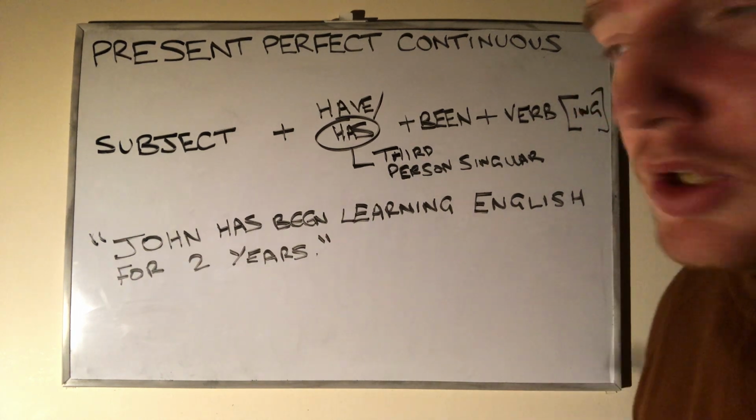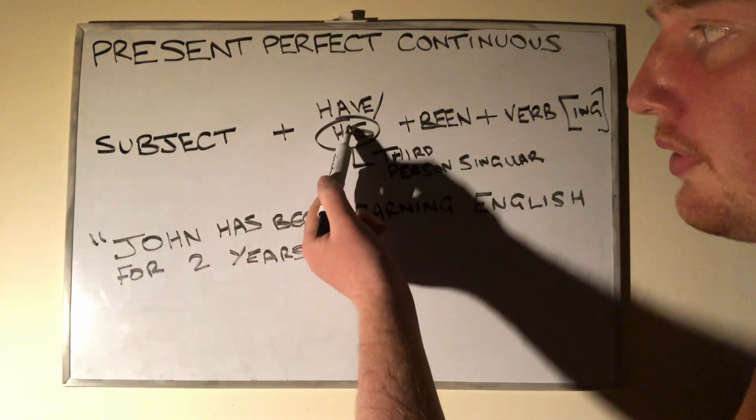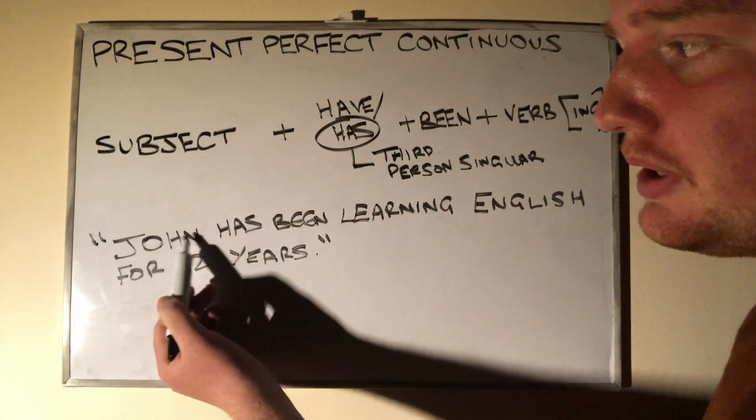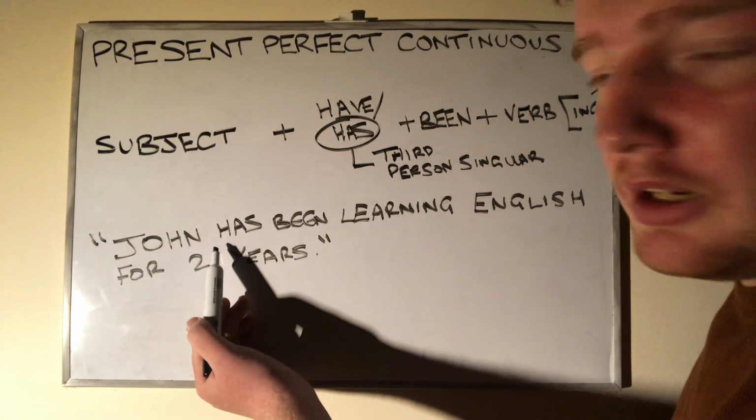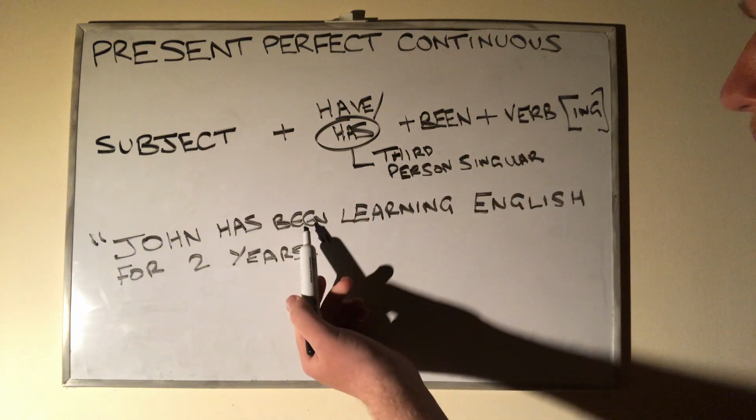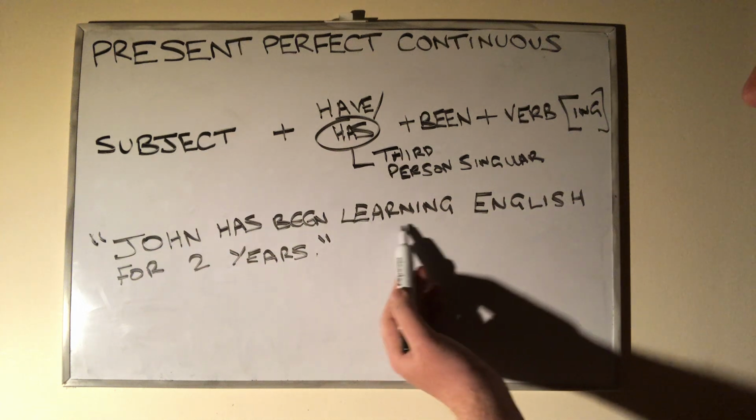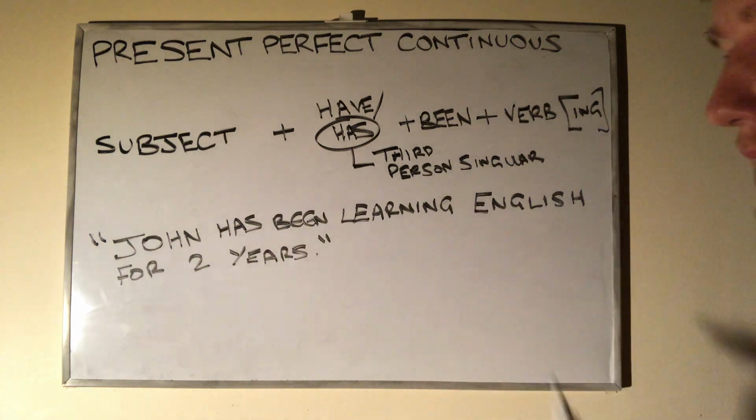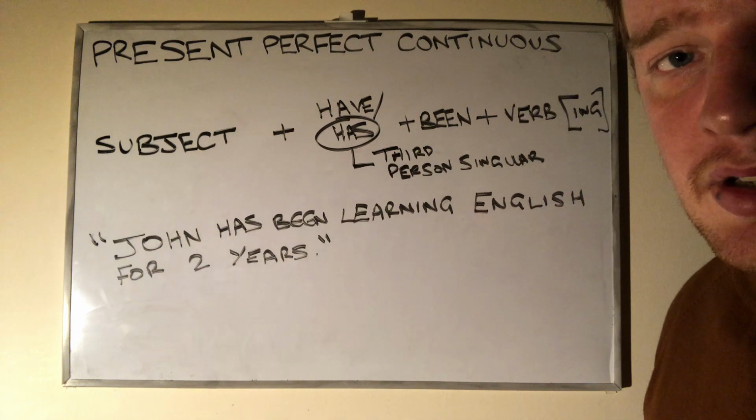So does this follow our structure? Well, we have our subject, John. We have our have or has, in this case has. And remember, as discussed earlier, we've used has because it's an individual's name, and so it's third person singular form. We've then used our past participle of be, been, and then we've used the verb in ing form, in this case the verb to learn, with its ing suffix at the end there. Okay, so this will be an example of a sentence being used in present perfect continuous tense.